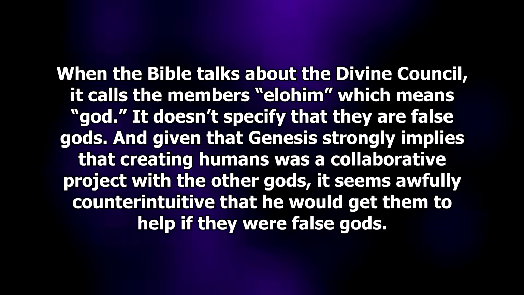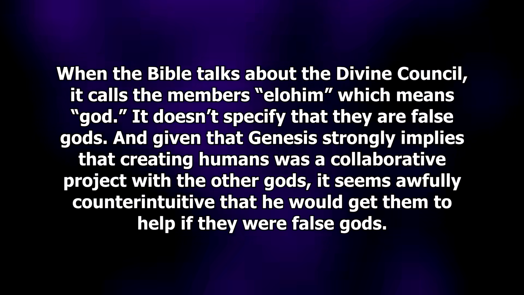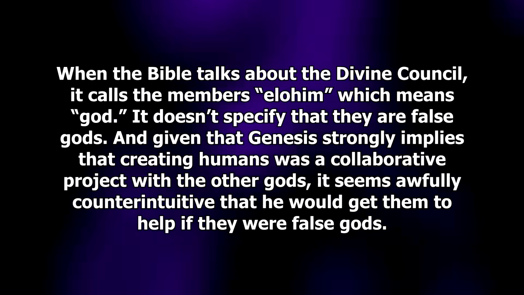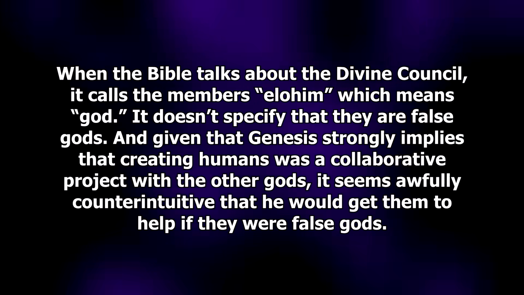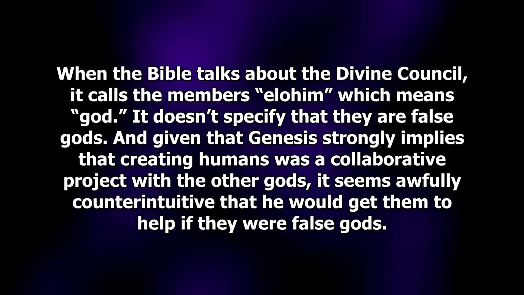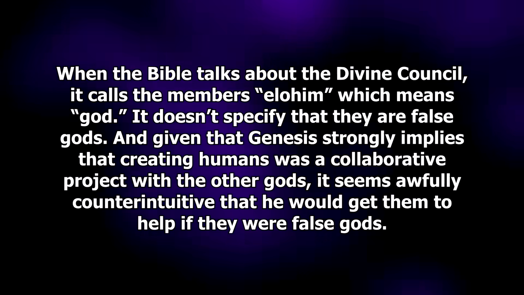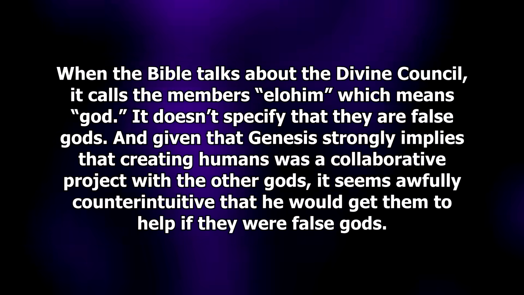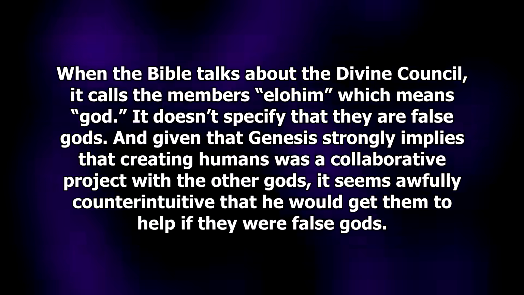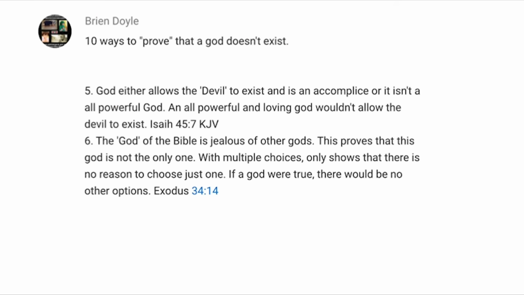When the Bible talks about the divine council, it calls the members Elohim, which means God. It doesn't specify that they are false gods, and given that Genesis strongly implies that creating humans was a collaborative project with the other gods, it seems awfully counterintuitive that he would get them to help if they were false gods. Another non sequitur.